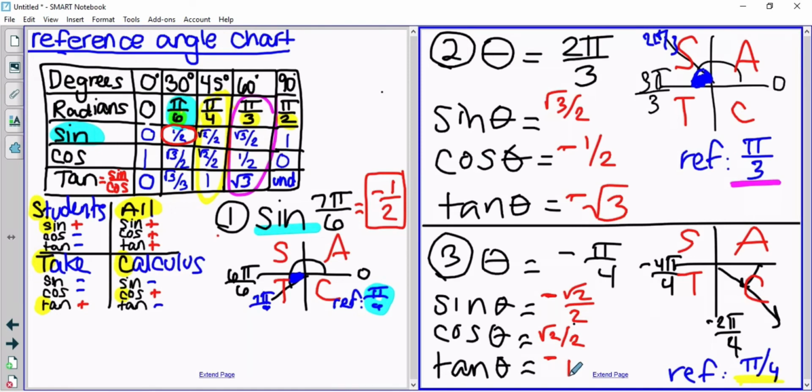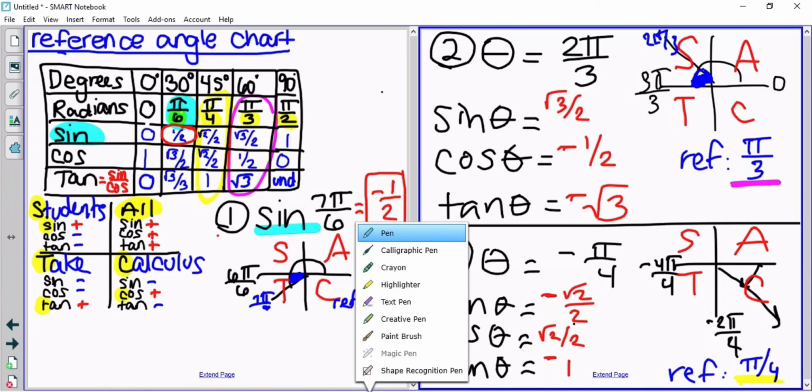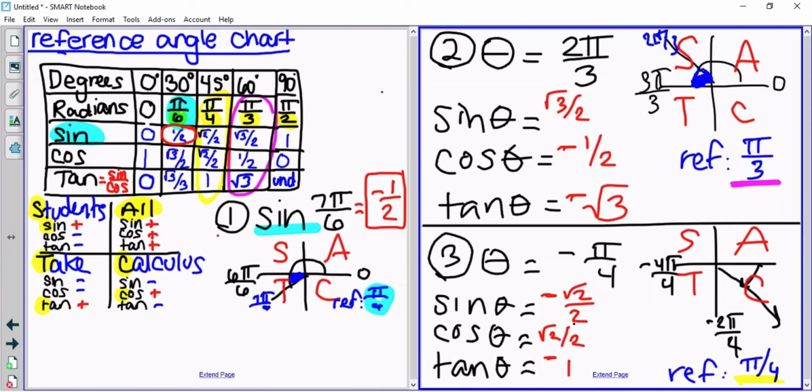So one thing I want to point out before we are finished is the negative that is right here only tells us that we're rotating down. That doesn't tell us if our answers are negative or if our answers are positive. That negative right there only tells us to rotate down to find our angle.